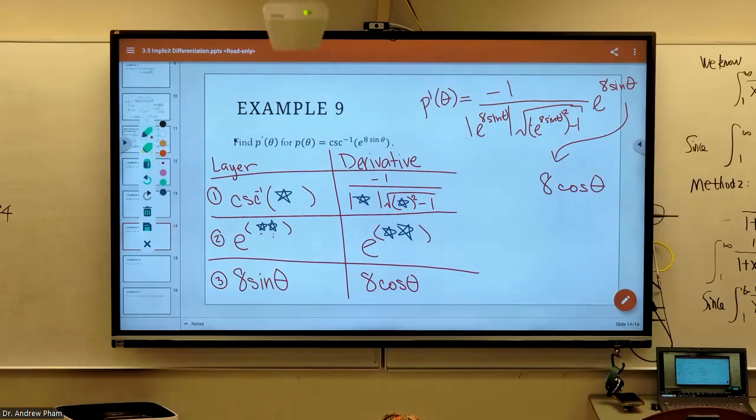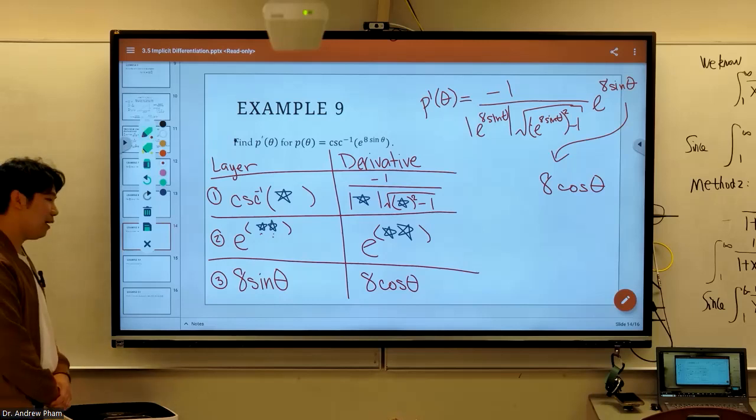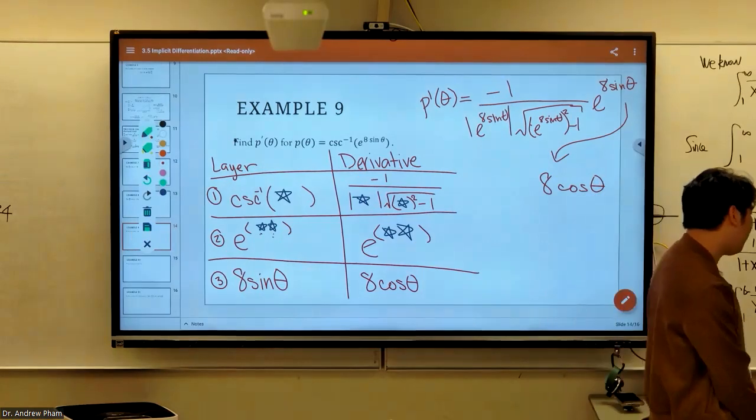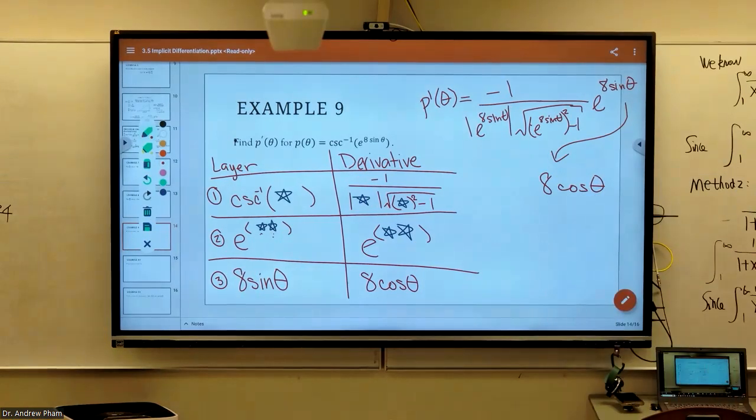Any questions, comments, or concerns about this example 9? Now let's go ahead and look at our final one. I'm going to give everyone just another minute to copy this down before I move on. We're going to do our example 10, and then we'll be done for today.